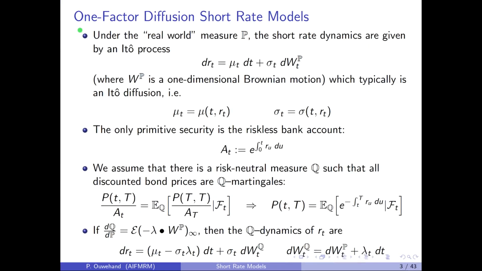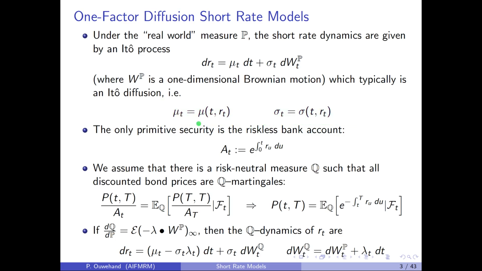Let's consider one-factor diffusion short rate models under the real-world measure P. And let's assume that the short rate dynamics are given by an Ito process as follows, where mu and sigma may be stochastic processes themselves, and W is a one-dimensional Brownian motion under the objective measure P. Typically, mu and sigma depend on both t and R, in which case we have a so-called Ito diffusion.